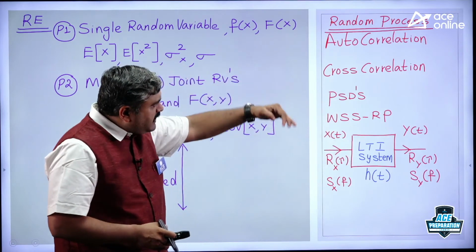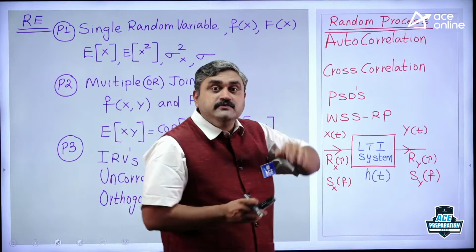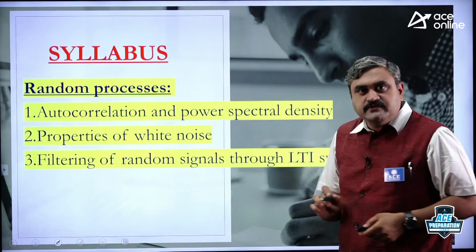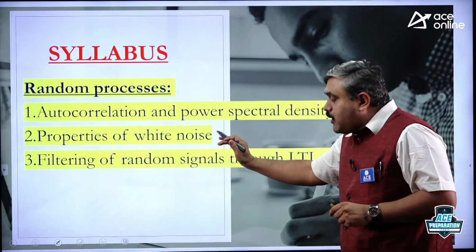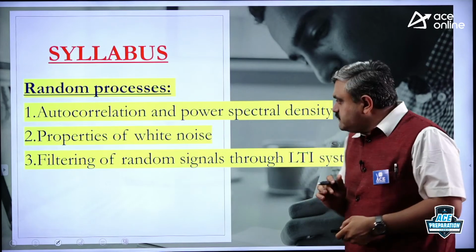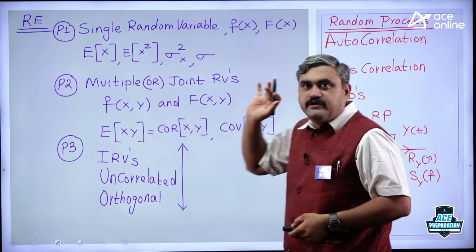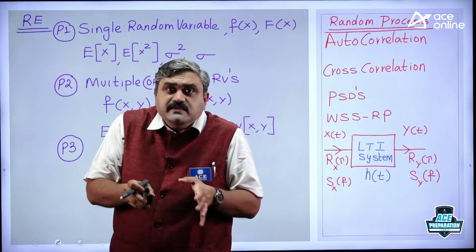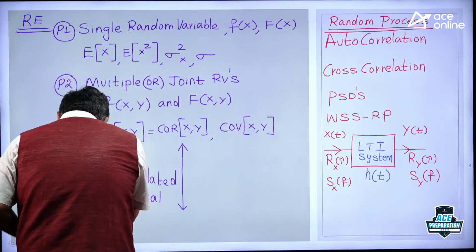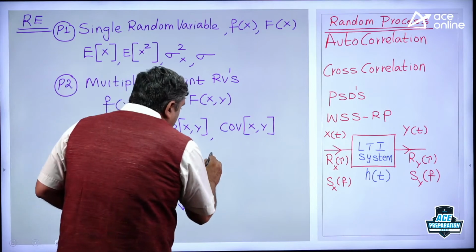So this is the entire random process, and this is what he has given here. Autocorrelation and power spectral densities, that is one set. Properties of white noise, filtering of random signals through LTI systems. This process is what we call filtering. Now in this they have included one exclusive topic, which we have seen there also. They are referring to it as white noise.